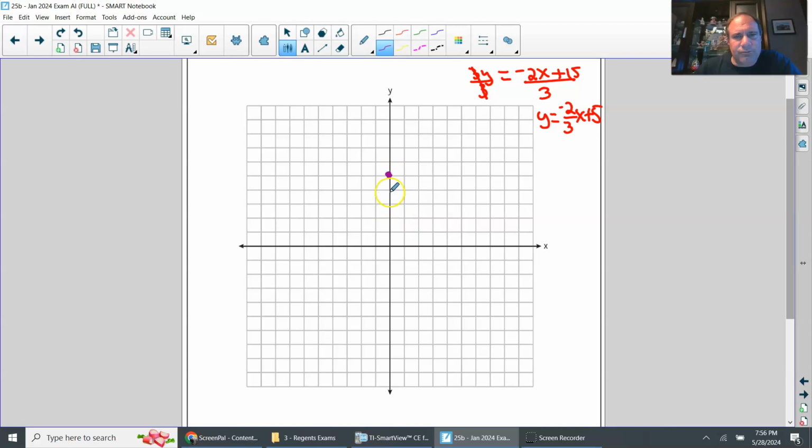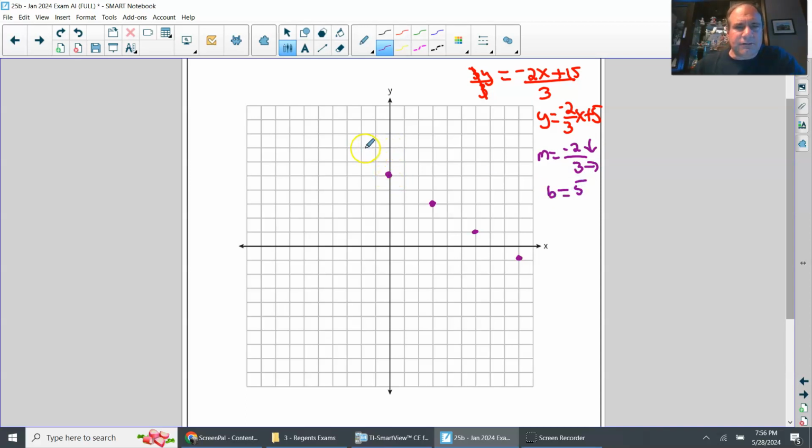It's going to go down 2, to the right 3. Down 2, to the right 3. Down 2, to the right 3. The reason why I'm getting that is the slope is negative 2 over 3. That's a rise going down. It's negative to the right, and then b equals 5. That's how I'm doing this by hand.